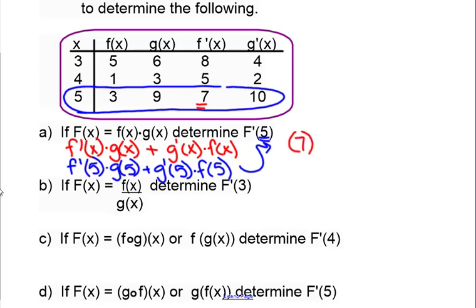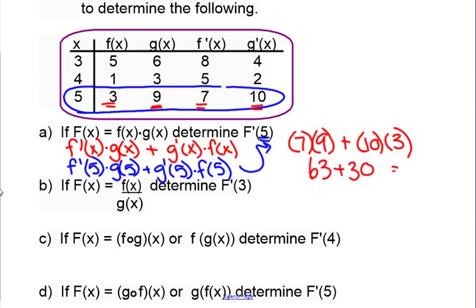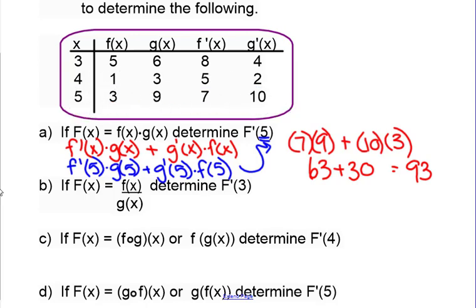Our g of 5 is 9 plus our g prime of 5 and our f of 5. So we're going to have 63 plus 30, so that is equal to 93. I'm going to erase this just so I can use it for the next one.